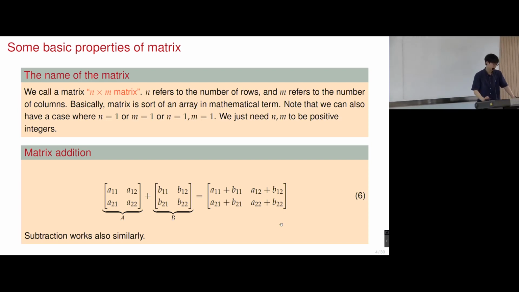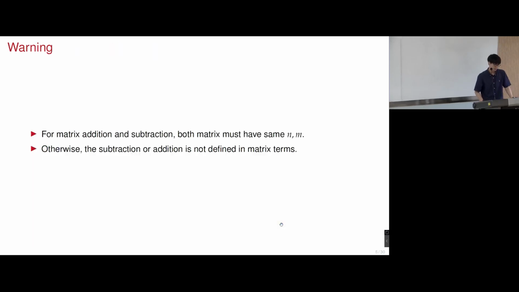All right, and since addition is the inverse process of subtraction, subtraction works similarly. So, for some warning, for matrix addition and subtraction, both matrices must have the same n and m. That means the matrices must have the same rows and same columns, which is kind of obvious because we saw that addition and subtraction just add the values by location, right? So if the row or the column numbers are different, we can't add them.